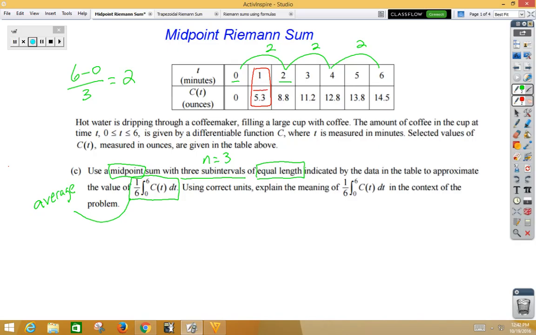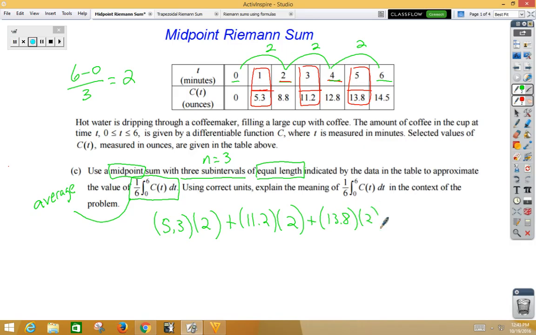So the height we're using is 5.3. Our first midpoint rectangle would be 5.3 times 2. Next, we want the midpoint between 2 and 4, which would be 3. So the height we're using is 11.2, so 11.2 times 2 again, because we're still skipping by 2's. Third, between 4 and 6 would be 5, so our height is 13.8. We have 13.8 times 2.